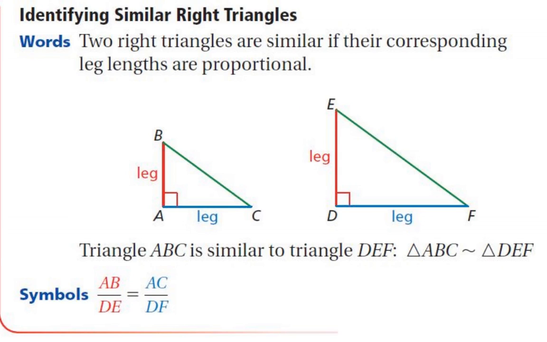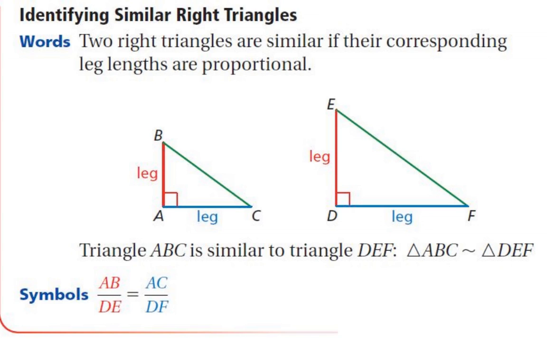The definition for similar polygons is that all of the corresponding angles need to be congruent and all of the corresponding sides need to be proportional. This example in this image here is using right triangles to say that these are similar if their corresponding leg lengths are proportional.